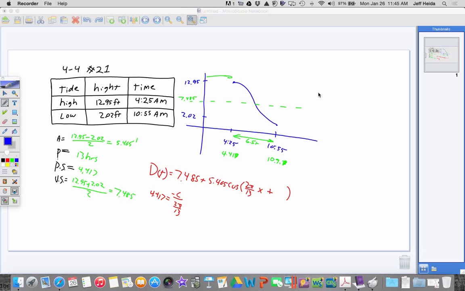So what is c? Give me the number. 2.135. Is that correct? It's supposed to be minus. Yeah, it's negative. Sorry. So we'll get rid of that plus and make it a negative. So now our equation, the depth at any given time, is 7.485 plus 5.46 cosine of 2 pi over 13 times x minus 2.135.